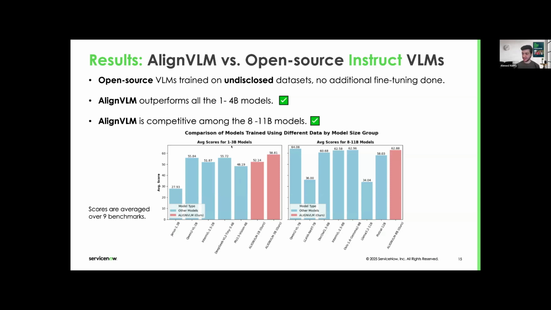In the small model category, you can notice that AlignVLM 3 billion is outperforming very famous models such as Qwen2VL 2 billion, InternVL 2.5, and so on. On the larger model category, even though AlignVLM 8 billion doesn't have the highest performance, it's performing very competitively with open source models.